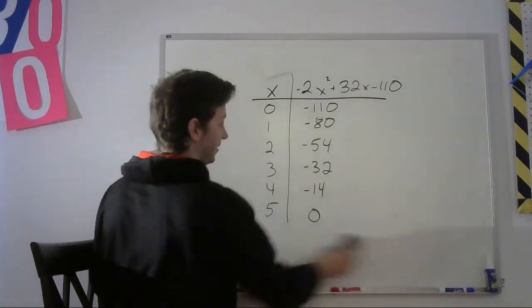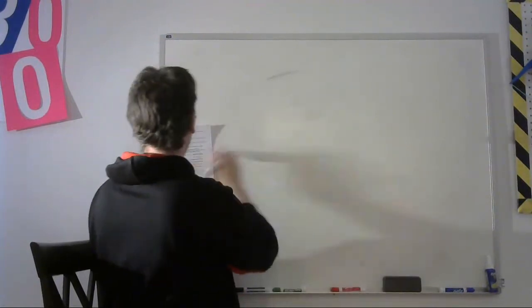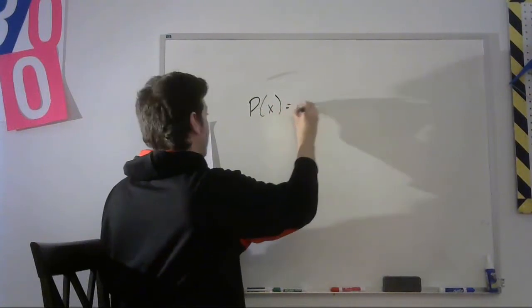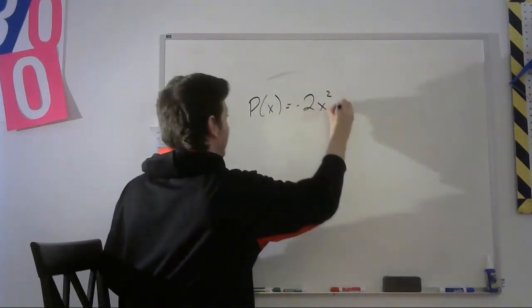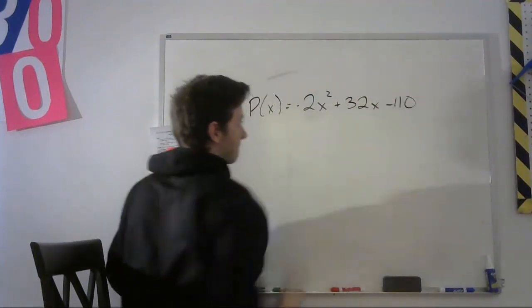The second option is factoring. I should have just left that equation there. Alright, so we have p of x equals minus 2x squared plus 32x minus 110.